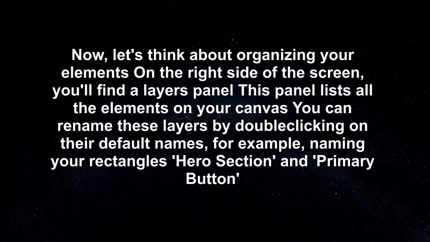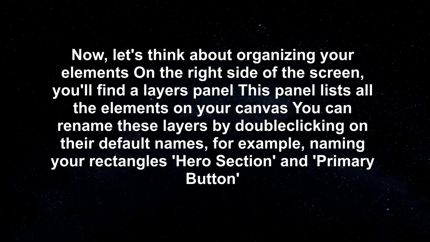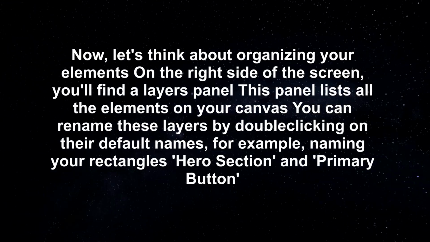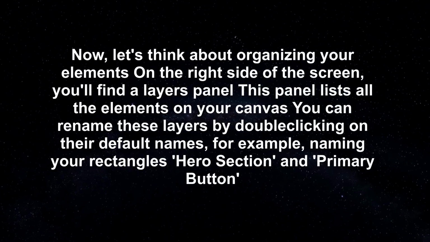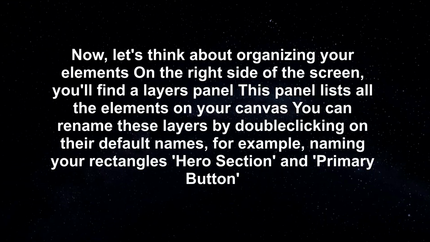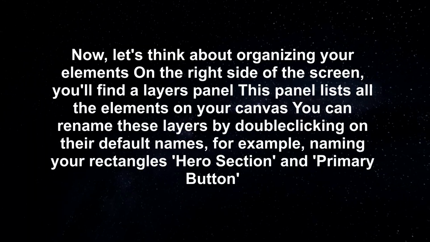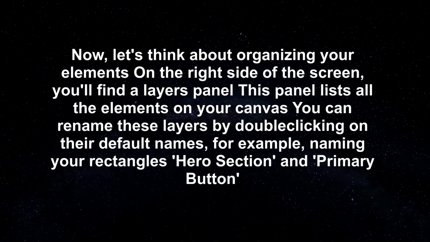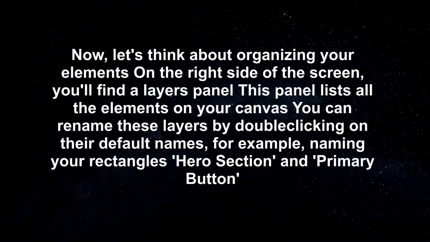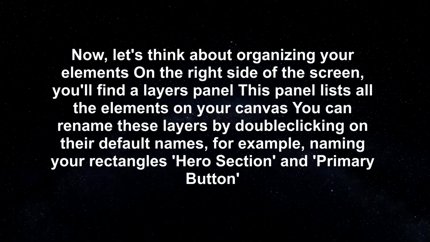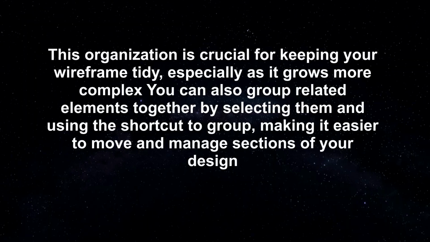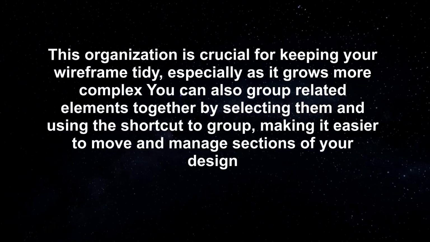Now, let's think about organizing your elements. On the right side of the screen, you'll find a Layers panel. This panel lists all the elements on your canvas. You can rename these layers by double-clicking on their default names. For example, naming your rectangles Hero Section and Primary Button. This organization is crucial for keeping your wireframe tidy.